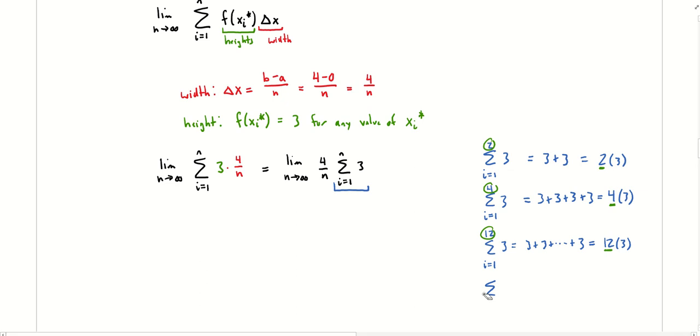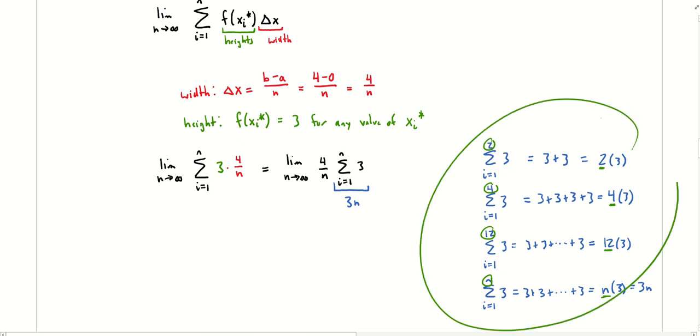And so if my upper value here is n, that means I'm summing 3 n times, which would give me n times 3, or that's usually just written 3n. So I can actually get rid of the sum by knowing that this thing is equal to 3n. And again, I'm just showing that with a couple examples here.